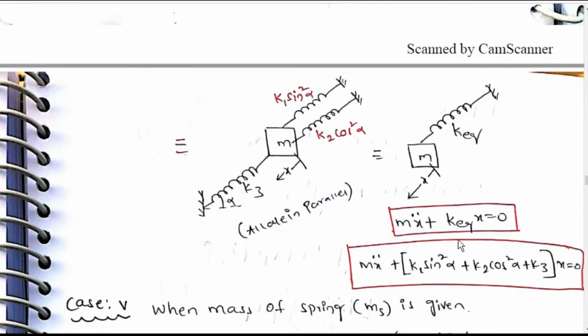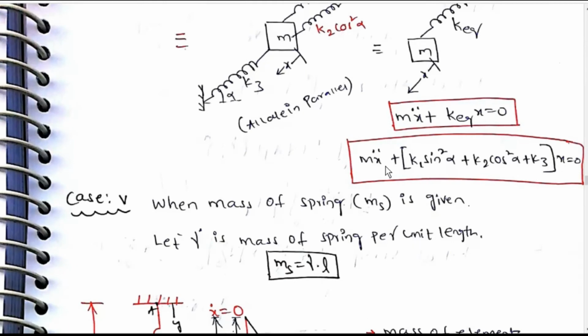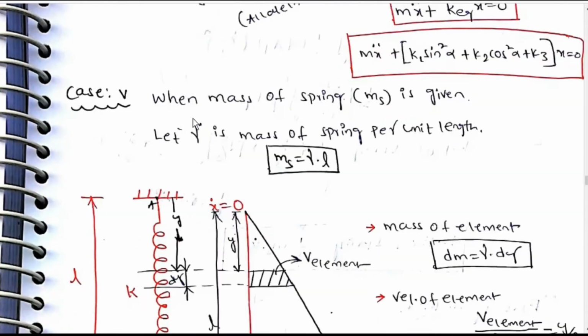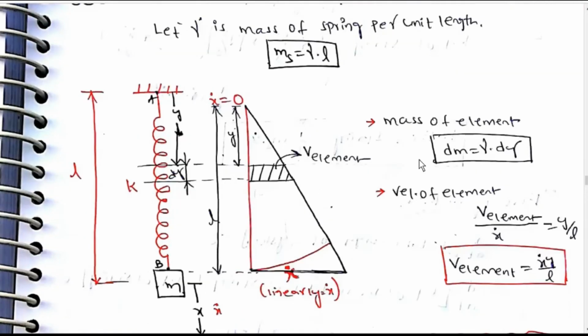Mx double dot plus k equivalent x is equal to 0. Mx double dot plus (k1 sin square alpha plus k2 cos square alpha plus k3) into x is equal to 0. Case 5: when mass of spring is given, let gamma be the mass of spring per unit length. Ms is equal to gamma into L.